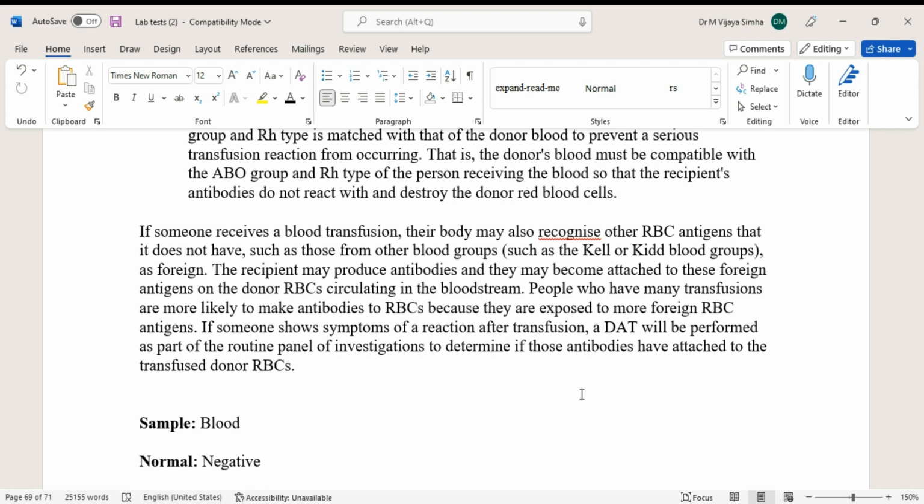more foreign RBC antigens. If someone shows symptoms of a reaction after transfusion, a DAT will be performed as part of the routine panel of investigation to determine if those antibodies have attached to the transfused donor RBCs. Sample required is blood.